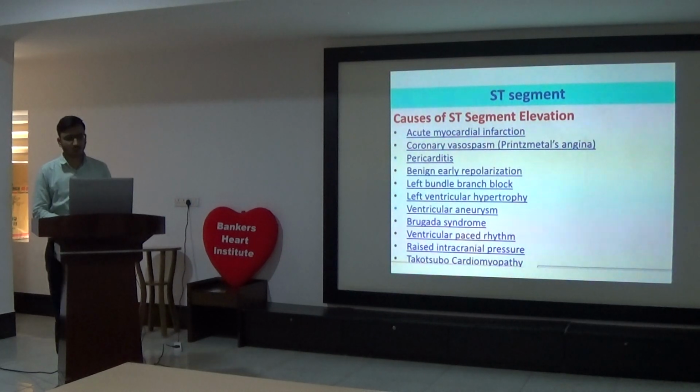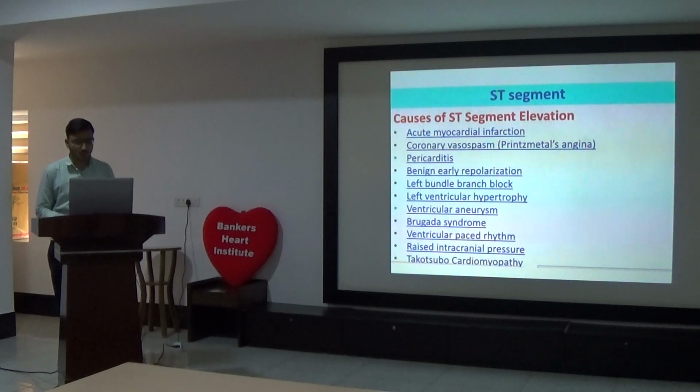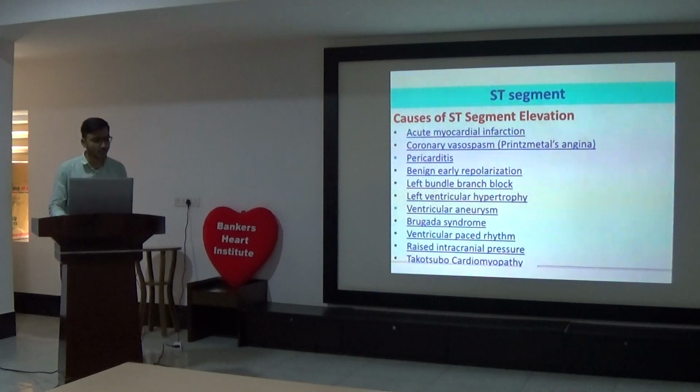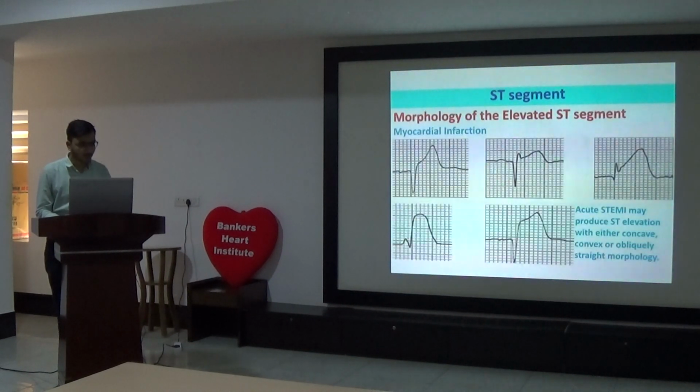Now, different causes of ST segment elevation: acute myocardial infarction, coronary vasospasm, Prinzmetal angina, pericarditis, benign early depolarization syndrome, left bundle branch block, left ventricular hypertrophy, ventricular aneurysm, Brugada syndrome, ventricular paced rhythm, raised intracranial pressure, and Takotsubo cardiomyopathy.